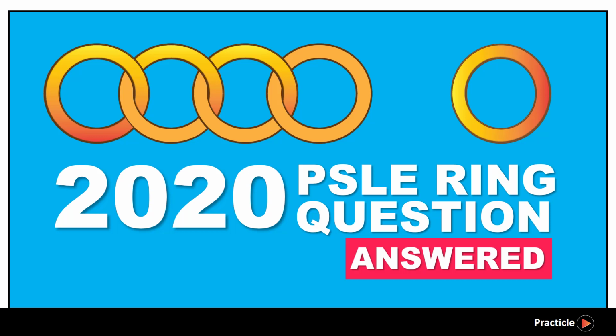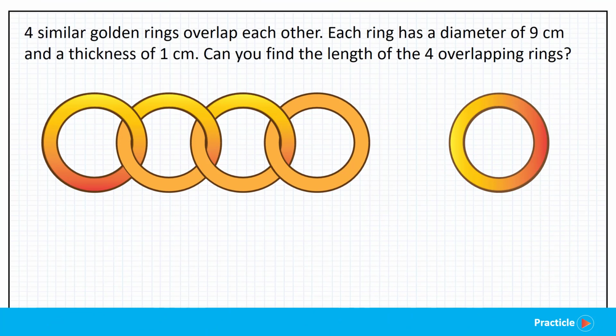Hi everyone, in this practical math video, we are going to look at an adapted PSLE Math 2020 ring question that may be difficult to solve for some primary 6 children. Let's read this question together, alright? We have 4 similar golden rings that overlap each other. And you can see how these 4 rings interlock in the given diagram.